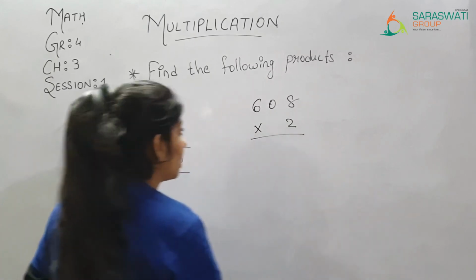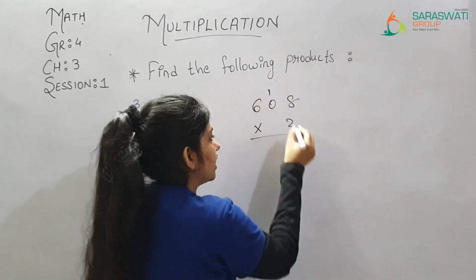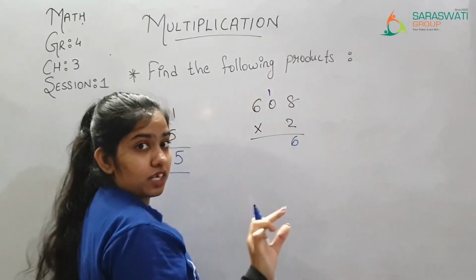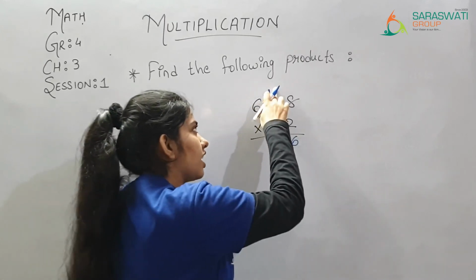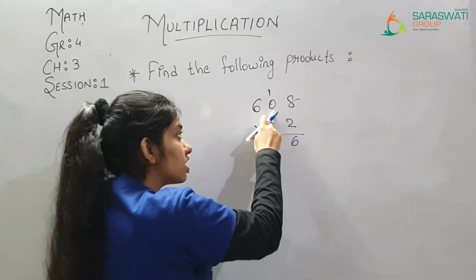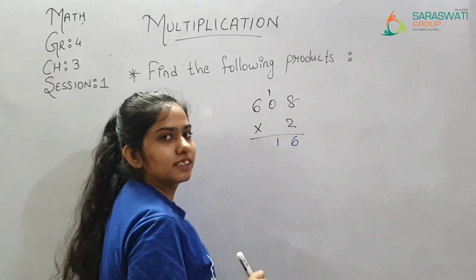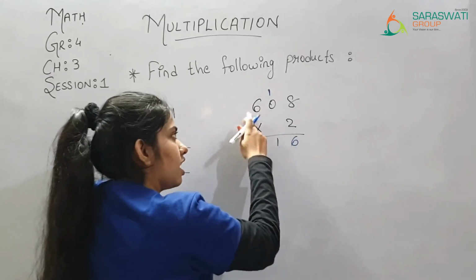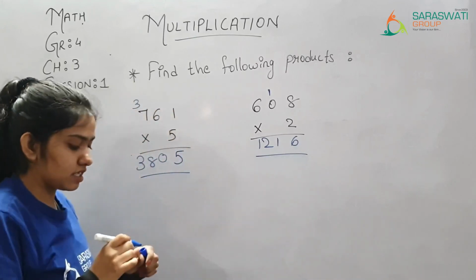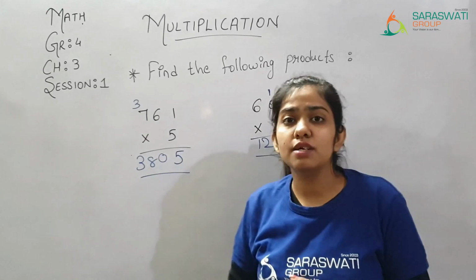Now 8 2s are 16. So 1 carry forward and 6 over here. Then 2 zeros are 0. But here the carry is added, while the digits are multiplied, so 2 zeros are 0, but 0 plus 1 is 1. 6 2s are 12. So 1216 is our answer. So in this way you are supposed to solve the sums.